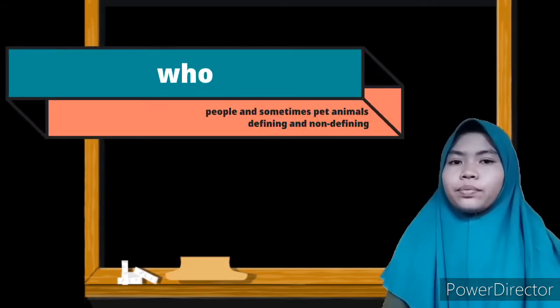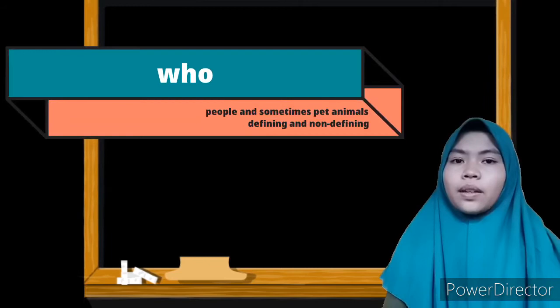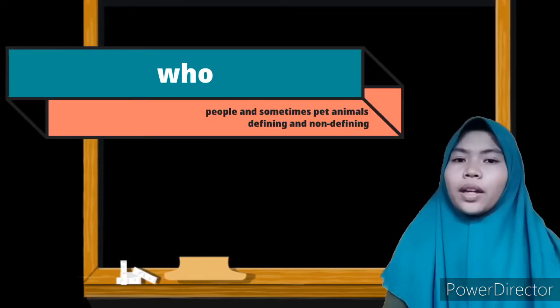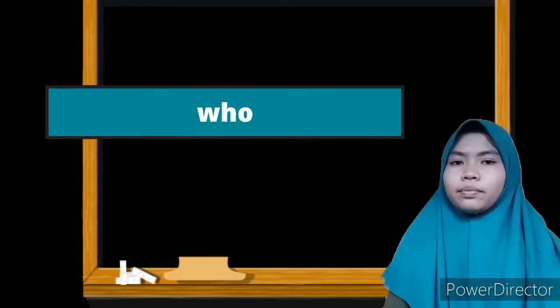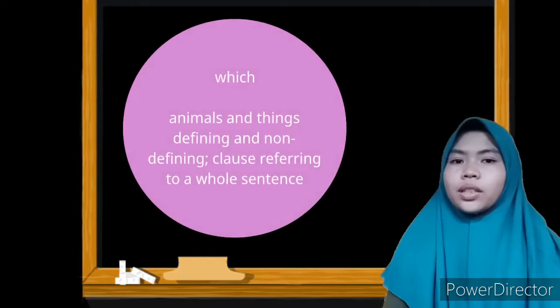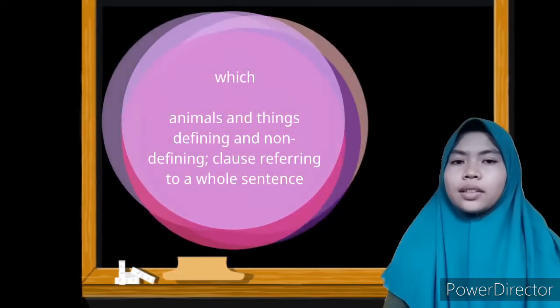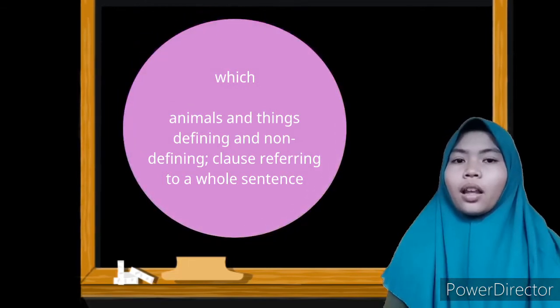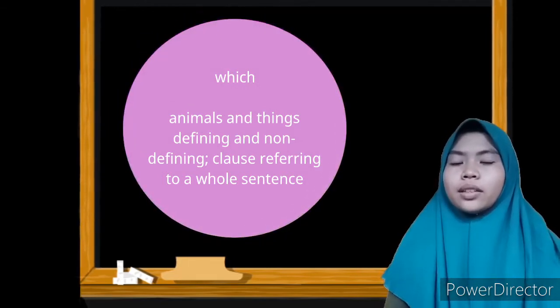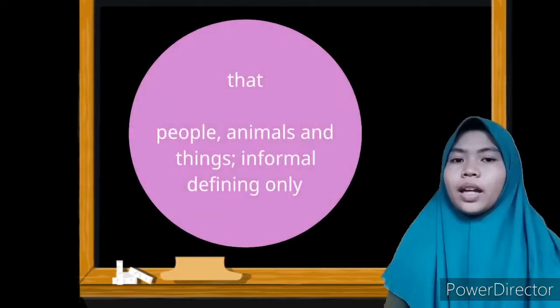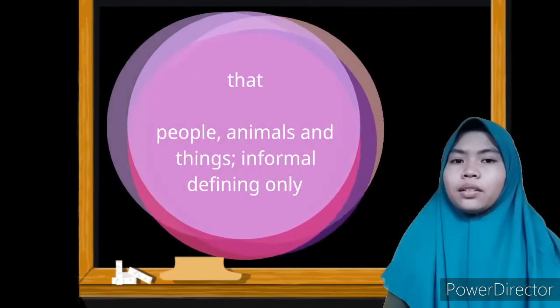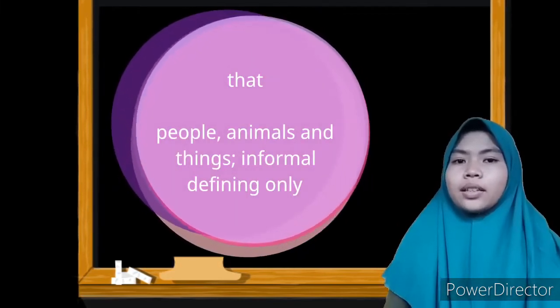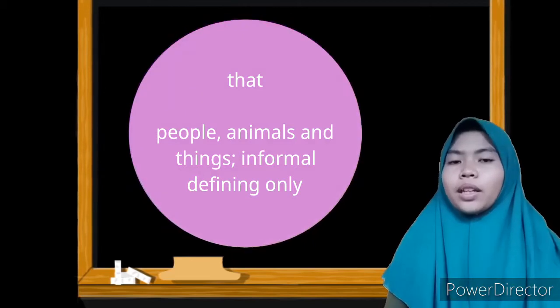Who: people and sometimes pet animals, defining and non-defining. Which: animals and things, defining and non-defining, and clauses referring to a whole sentence. That: people, animals and things, informal, defining only.